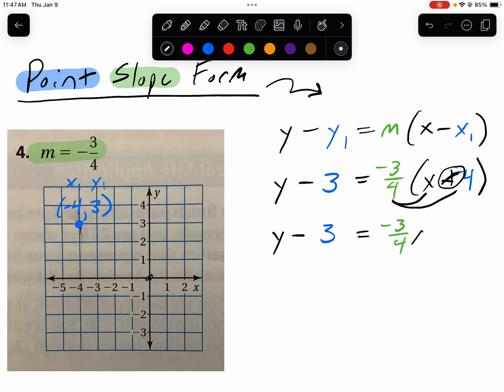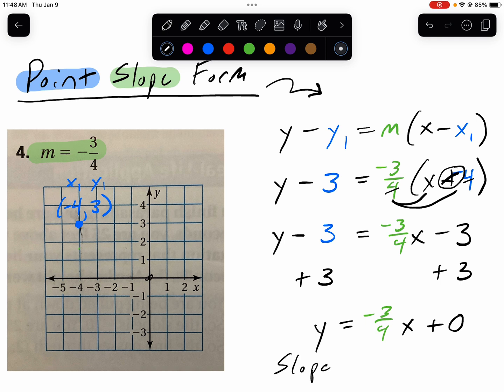-3/4 times x is just -3/4 x. -3/4 times a +4 is going to be a negative, and then really just the 4's cancel, so a -3. And then last thing we got to do here to solve it for y is add 3 to both sides. That's going to give me y equals -3/4 x, and I guess technically +0, although that doesn't really matter, but it makes it fit our slope intercept form. So that now fits our y equals mx plus b really nicely.